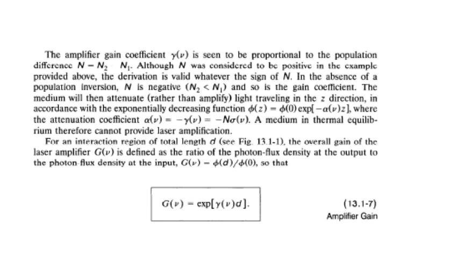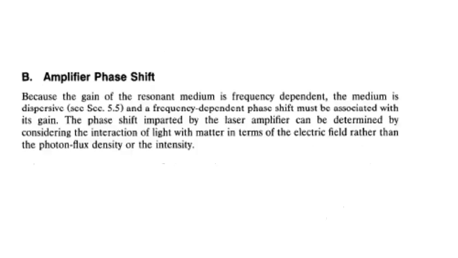However, for an interaction region of total length d, the overall gain of the laser amplifier is defined as the ratio of photon flux density. G of nu is equal to the exponential of gamma nu times d. Because the gain of the resonant medium is frequency dependent, the medium is dispersive and a frequency-dependent phase shift must be associated with its gain.